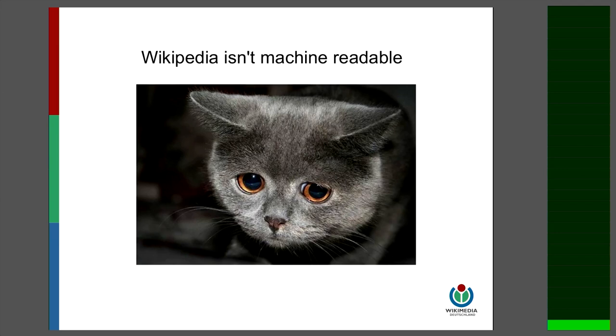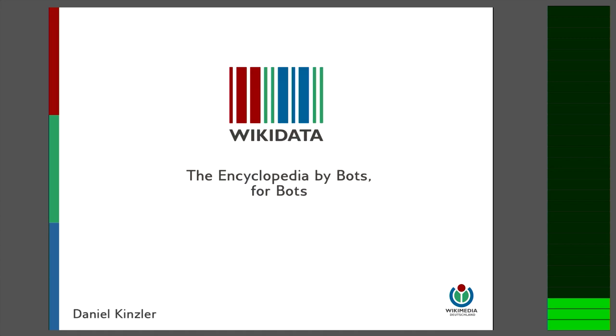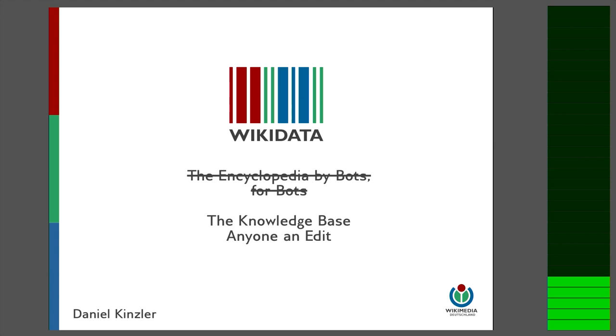All right, so Wikidata isn't machine readable, and that kind of sucks. Don't you wish that your bot or whatever website you are creating could make use of the information on Wikipedia easily? About 3 years ago, Wikidata went live. Wikidata is also run by the Wikimedia Foundation, just like Wikipedia. I like to call it the encyclopedia by bots, for bots. But officially, it's the knowledge base anyone can edit. Both is obviously true.